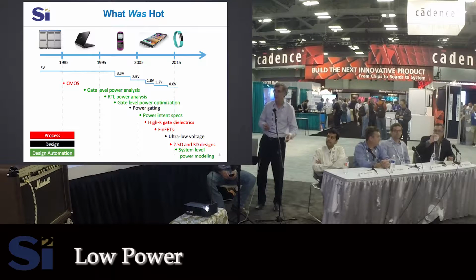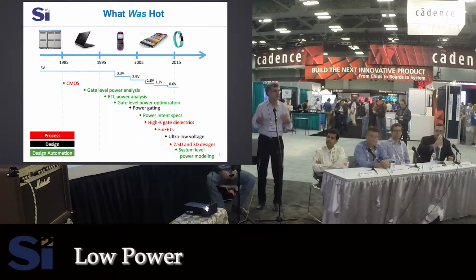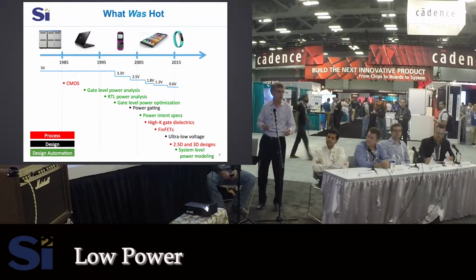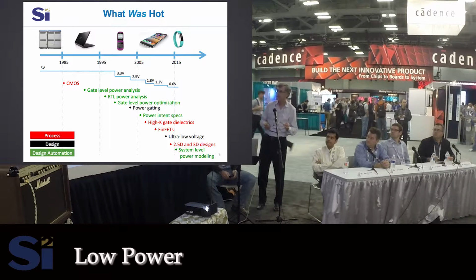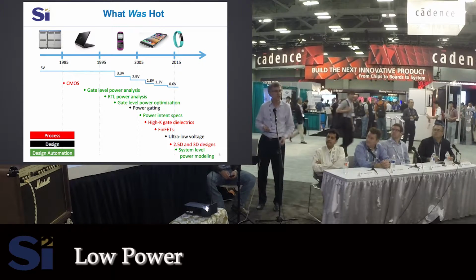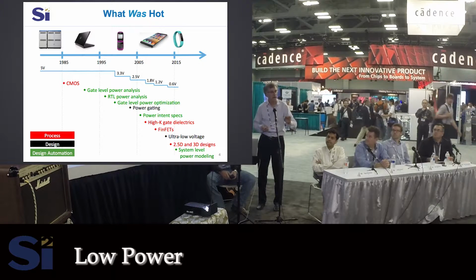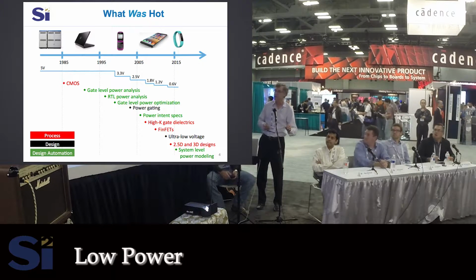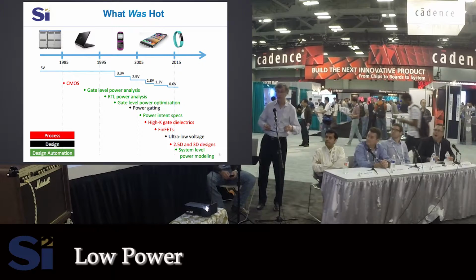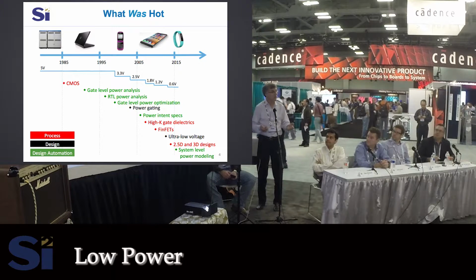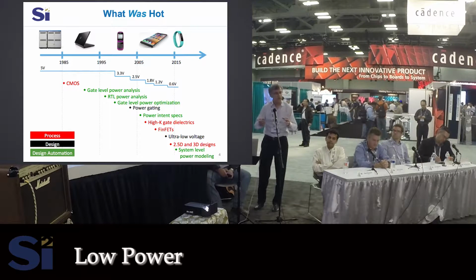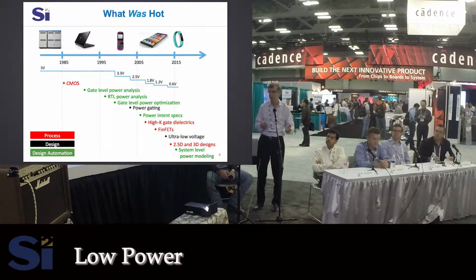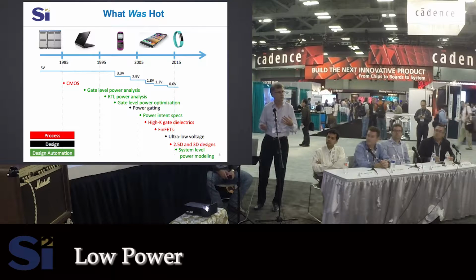Voltages dropped even more. Now the process folks jumped in to help us. We saw the development of high-K gate dielectrics and then FinFETs to help reduce leakage. Voltages continue to drop, so now we see the advent of ultra-low voltages. And furthermore, the use of 2.5D and 3D designs to reduce parasitics, bring devices closer together so it doesn't take as much power to communicate, and also system-level power models.